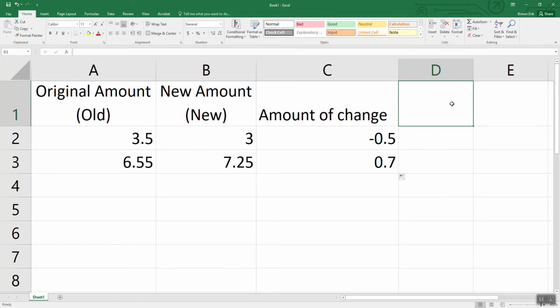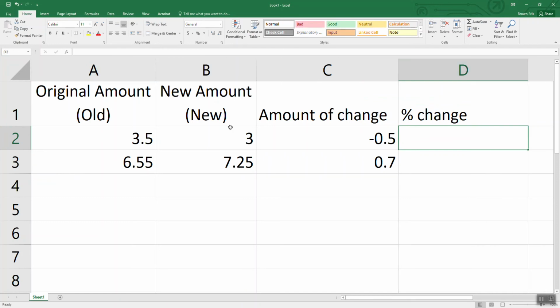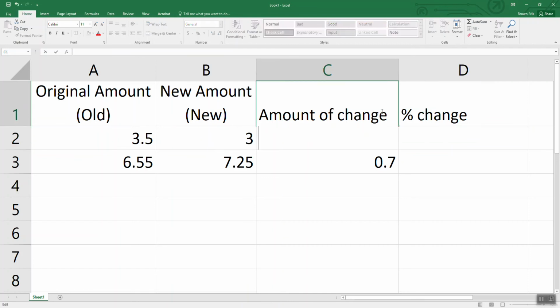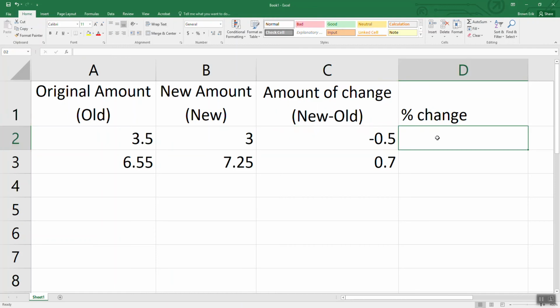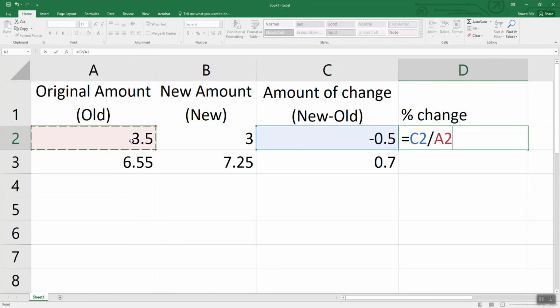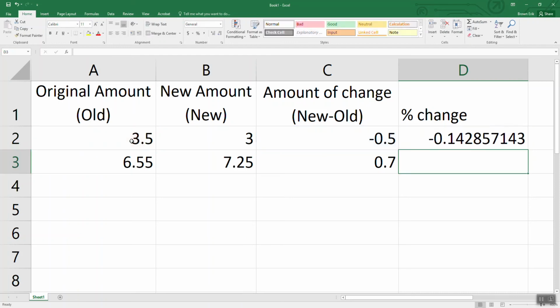All right, next thing we want to do here is now calculate the percent change. So to do this, we've got to know the formula. Remember, the formula is new minus old divided by old. Well, this amount change is actually the new minus old. In other words, the numerator of our formula. So if we want to calculate the percent change, all we have to do is take this new minus old amount and divide it by the old amount, which is housed in that second cell. Hit enter, and we get that decimal.